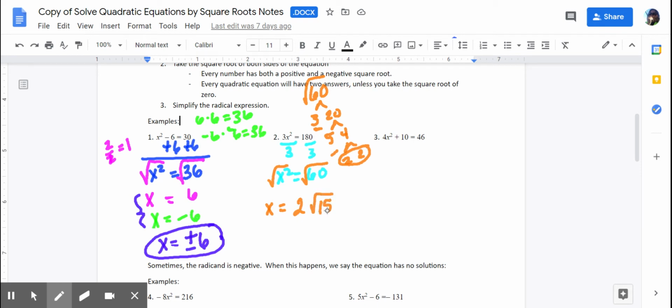Remember, because we're taking the factors, anything that's left over, we multiply together. Again, I have to have 2 answers, so I need the positive and the negative version. I could write it separately, where x equals 2 on the square root of 15 and x equals negative 2 on the square root of 15. Or I could write this as x equals positive and negative 2 on the square root of 15. It's really your preference. Just make sure you have 2 answers on each of these problems.